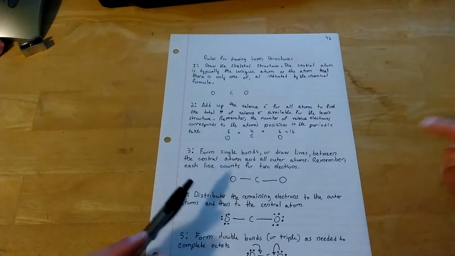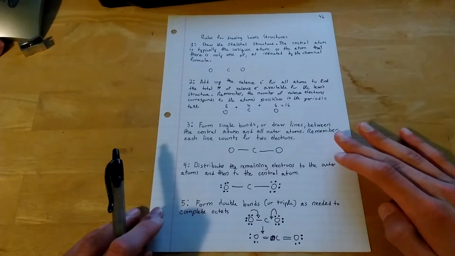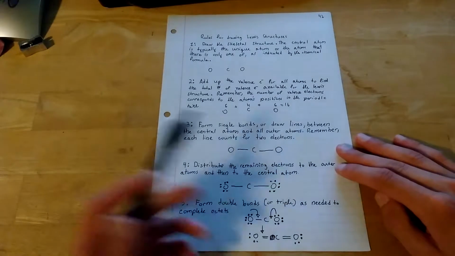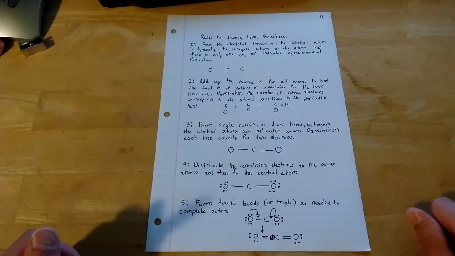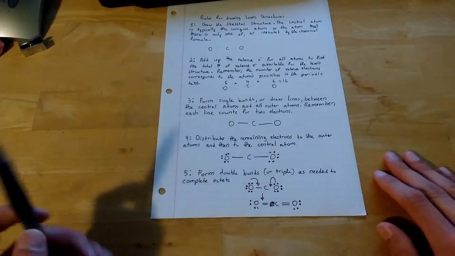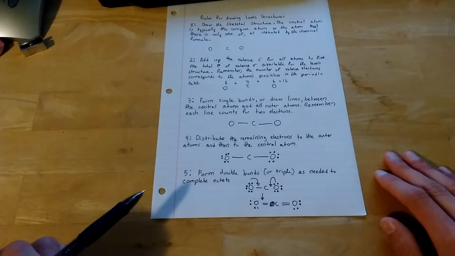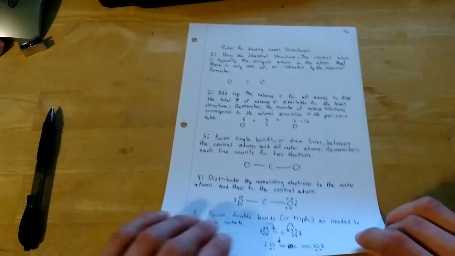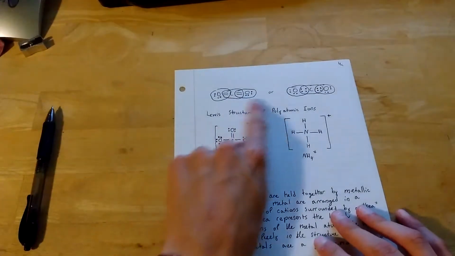Form single bonds, or draw lines, between the central atom and the outer atoms. Remember, each line counts for 2 electrons. Yep. Okay, looks good. Distribute the remaining electrons to the outer atoms and then to the central atom. Okay. Form double or triple bonds as needed to complete octets. And that's it.